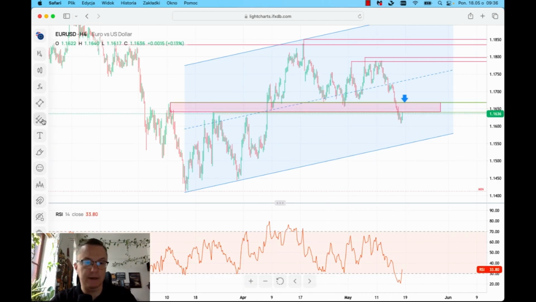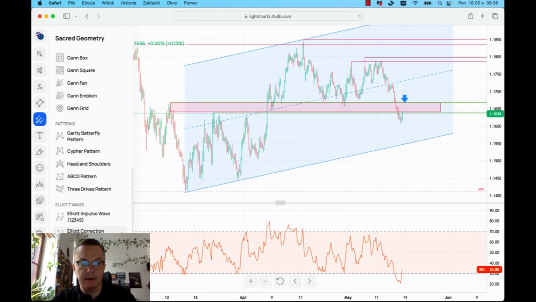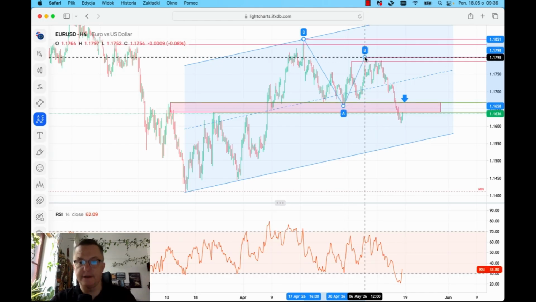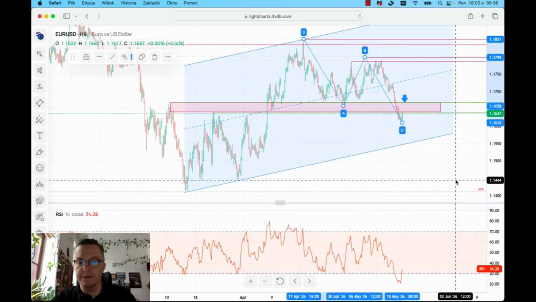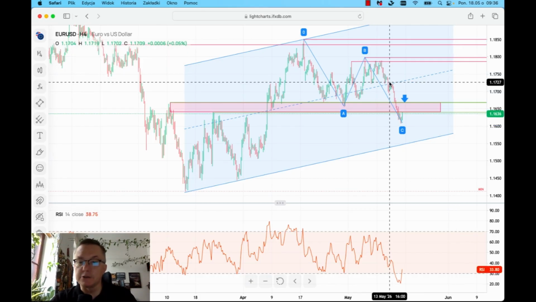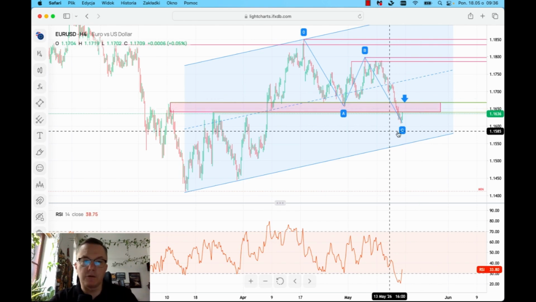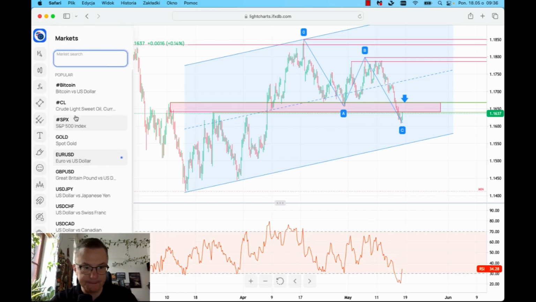Nevertheless, if we take a look at this extension to the downside, you can clearly see, let me just get my Elliott wave correction, you can clearly see that this is something like that, yeah, ABC to the downside, 3 waves only, so that might be only corrective. However, we didn't stop at the demand zone, we broke it, and now we are looking for the better support. For now, 1.1650 didn't work.